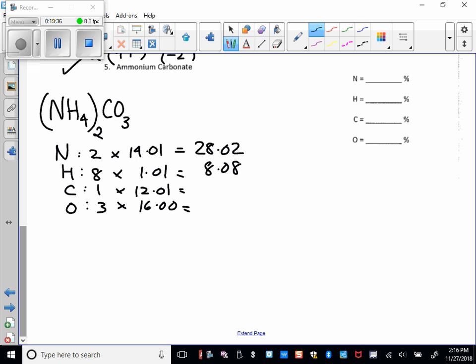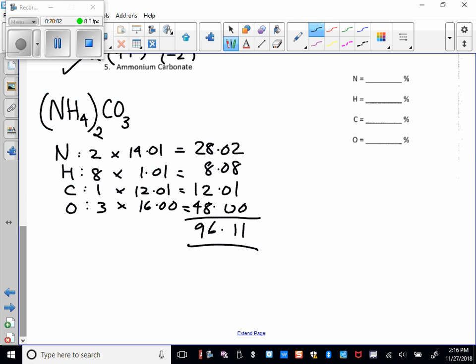8.08, 12.01, and this is 48. Is that right? And then you add up: 28.02 plus 8.08 plus 12.01 plus 48. Did you get 96.11 as the molar mass? This is the molar mass, correct? Did I calculate that right?